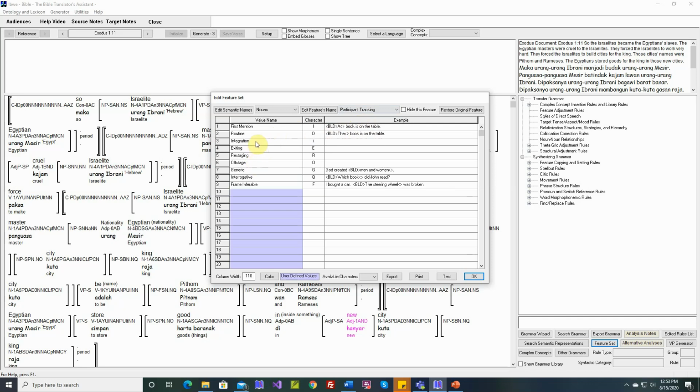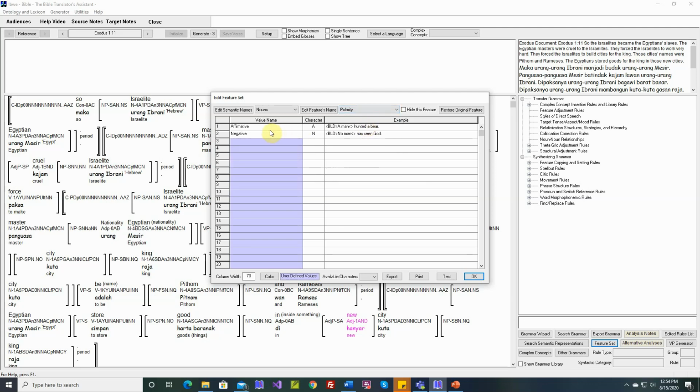When we look at Professor Longacre's book on discourse analysis, he said languages do use these values, but none of the languages we've worked in have used them, and we haven't been setting them, but someday we will. Generic, we do use this value. God created men and women, for example. Interrogative, which book did John read? And frame inferable, I bought a car, the steering wheel was broken. So we use those.